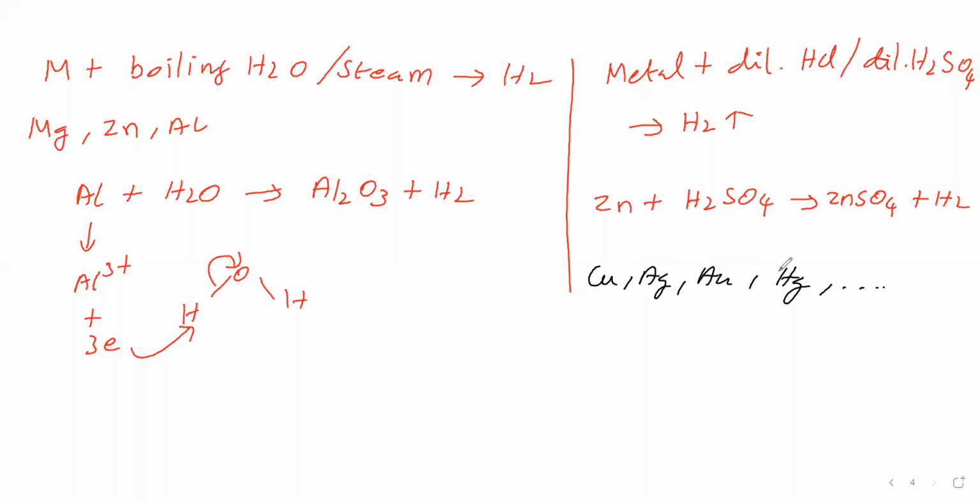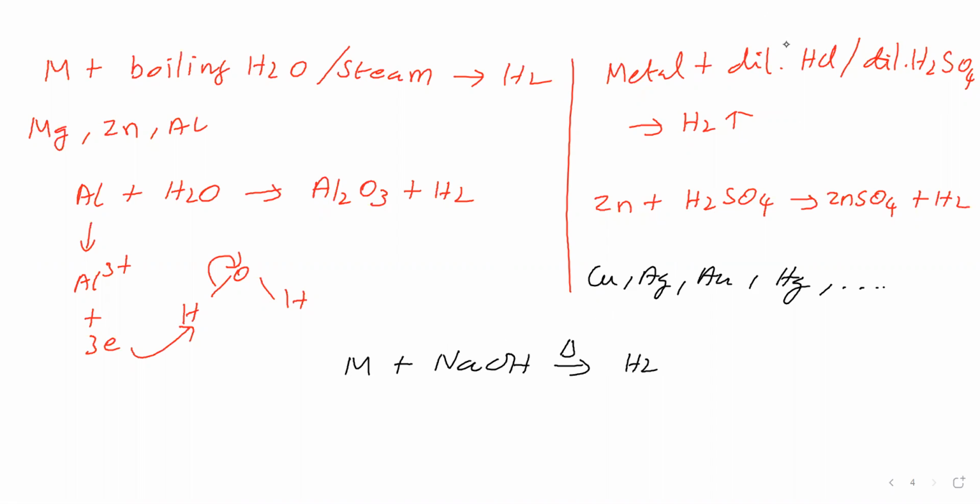These elements cannot liberate hydrogen gas with the dilute acids. Okay, so next, preparation of hydrogen we'll see. We'll take metal. Metal is treated with the base sodium hydroxide, so we are getting hydrogen gas. Which metals on reaction with sodium hydroxide give hydrogen gas?